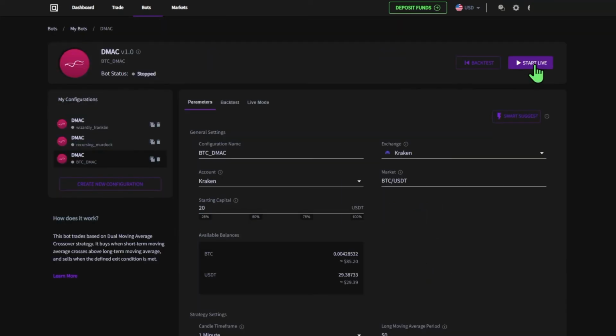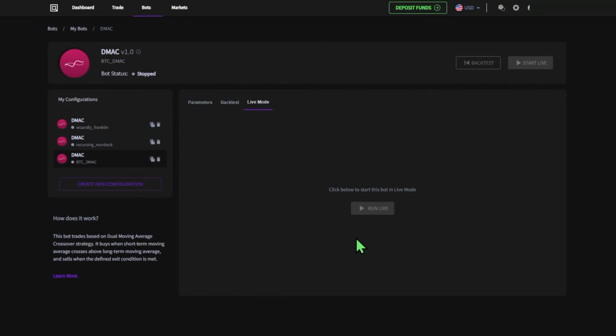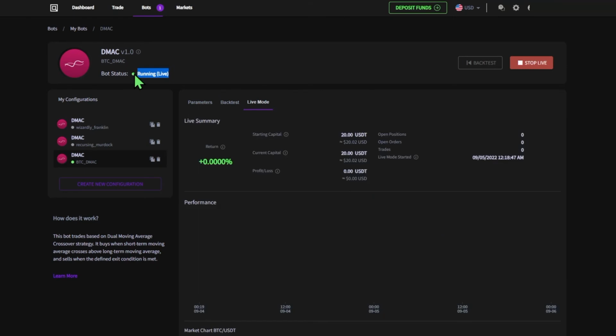So we're just going to hit start live, and then start live mode. The bot should be up and running. You can always confirm that the bot is up and running with the status up here on the left-hand side. If you see the green little light, that means green is good. Well, actually your trades aren't being sent yet, it's just now observing the chart.